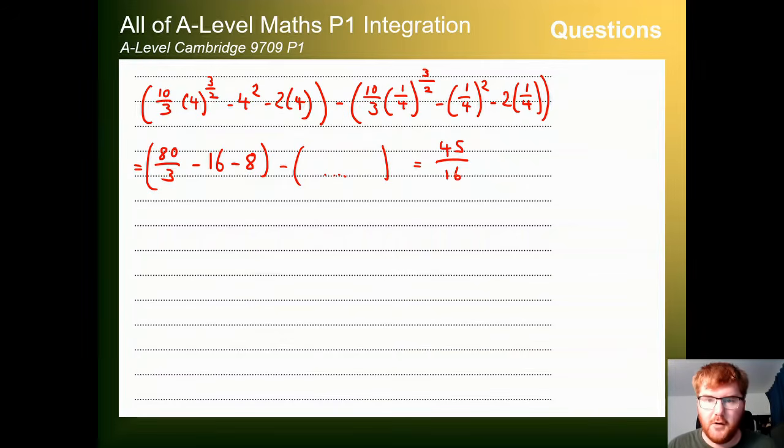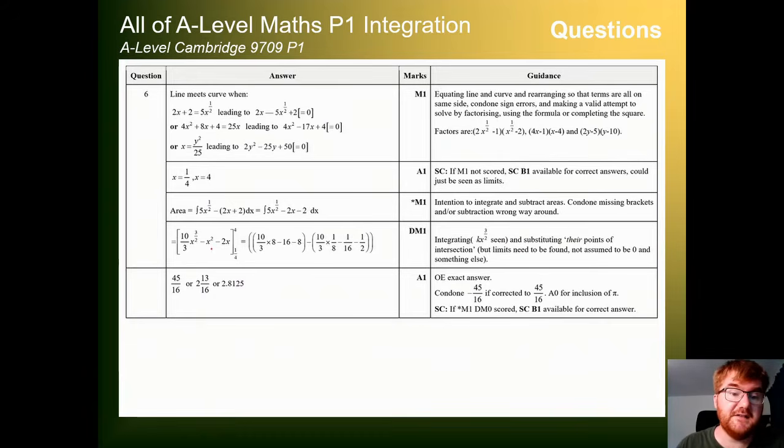You're not getting a horrible decimal here. They do want it as an exact value. Again, you could also turn this into a mixed number as well. So that would be 2 whole ones. So 16 times 2 is 32, and then 13 over 16. That would also be fine as well.